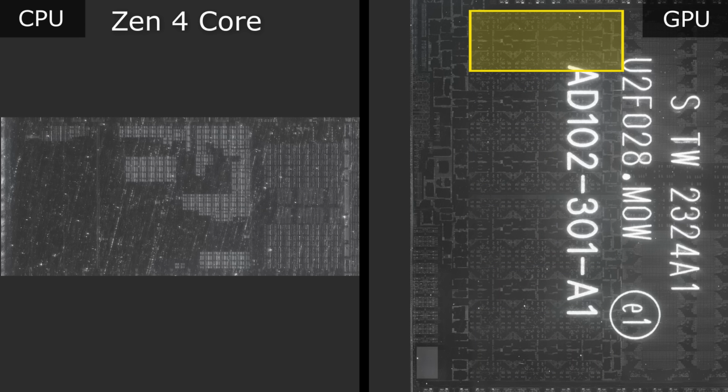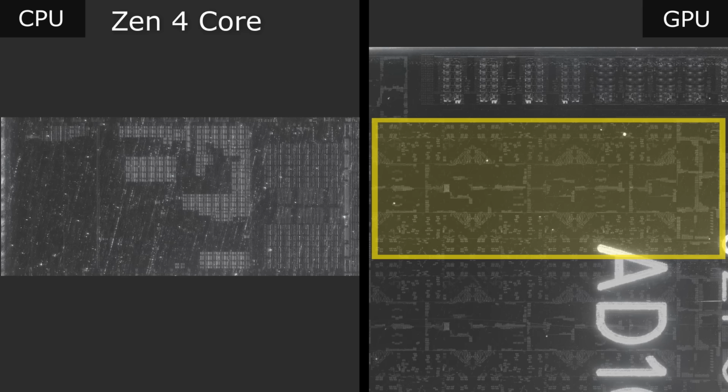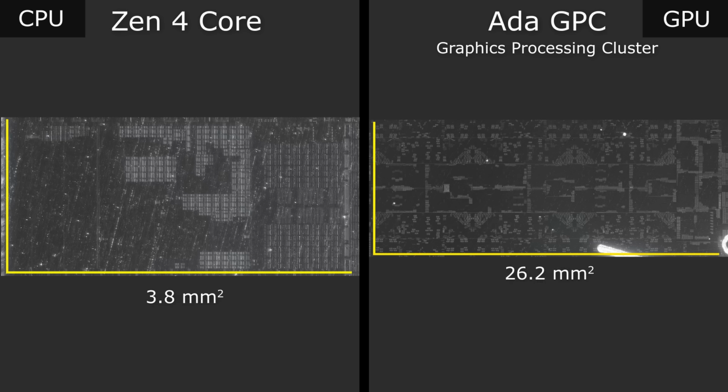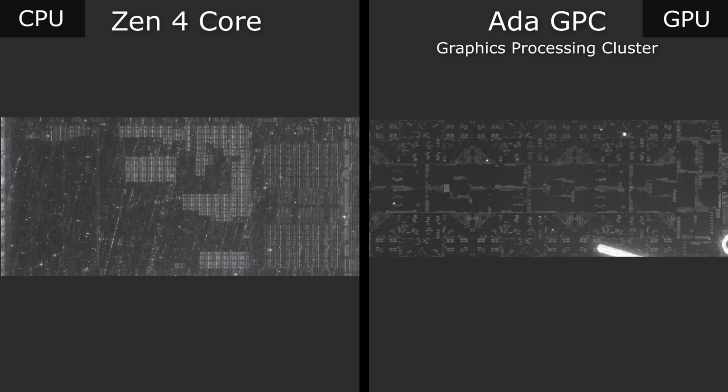NVIDIA doesn't call these tiles cores at all. It calls them graphics processing clusters, or GPCs. Measuring the size of the Zen 4 core and the Ada GPC, we can see that the GPC is much larger, nearly 7 times larger, in fact. And as you might guess from the term cluster, if we look closely, we can see that the GPC itself is also made up of repeating tiles.